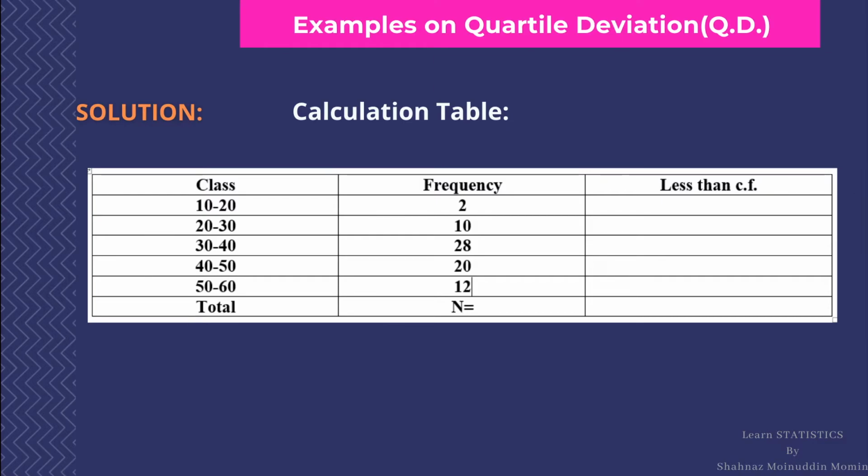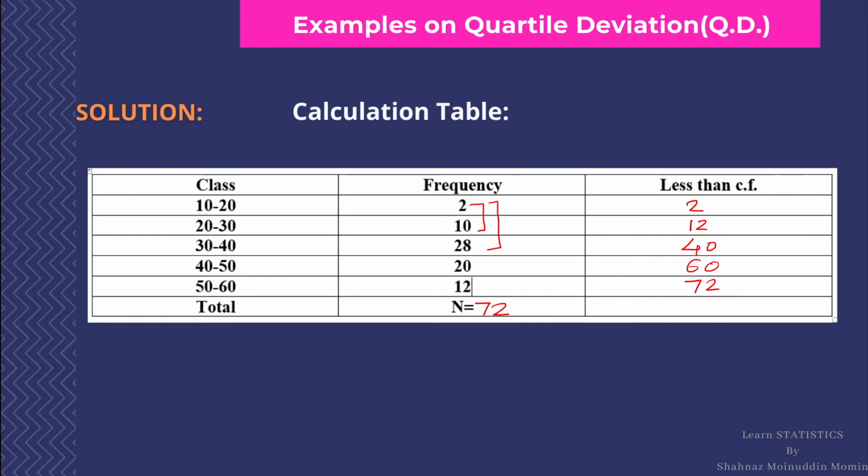In the previous example, we have already learned how to obtain the cumulative frequency. So let us start with calculating the cumulative frequency. To obtain less than cumulative frequency, write down the first value as it is, that is 2. Then add the first and second, 12. After that add the first 3, means add 12 to 28, it is 40. Like that 60, and next is 60 plus 12 is 72. Here the total is 72.